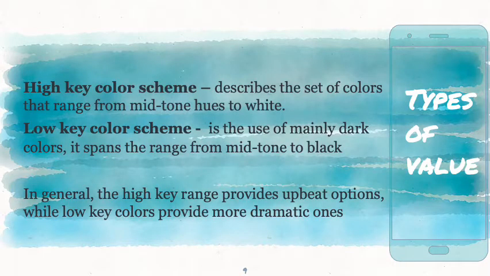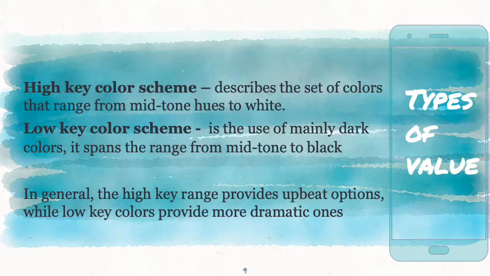So we have here types of value. The high key color scheme, which describes a set of colors that range from mid-tone hues to white. And then we have a low key color scheme. This is the use of mainly dark colors. It spans the range of mid-tone to black.